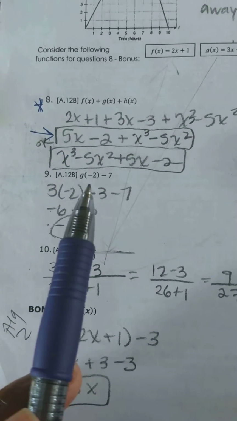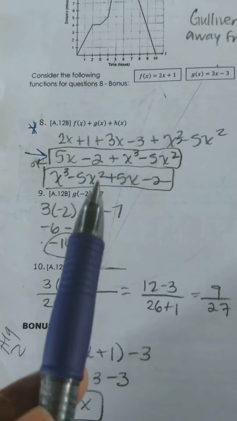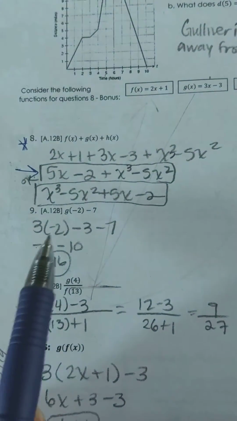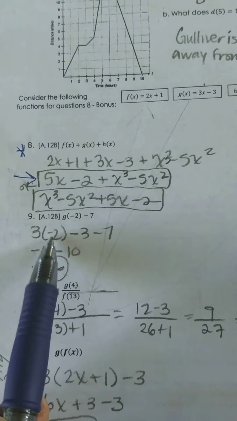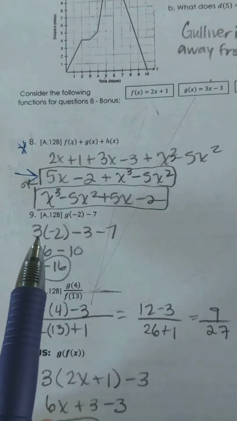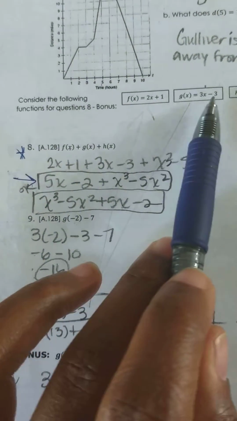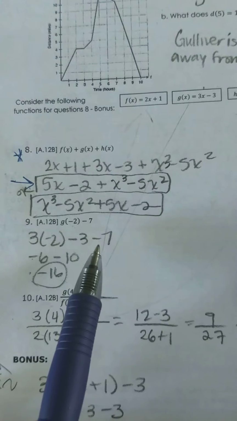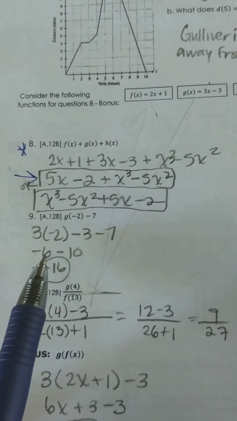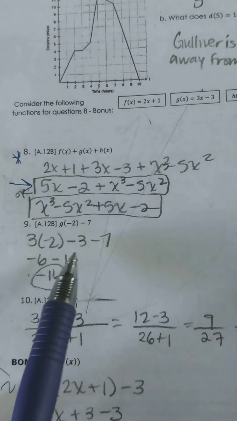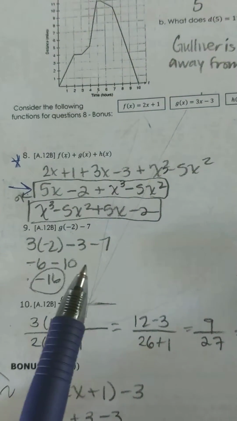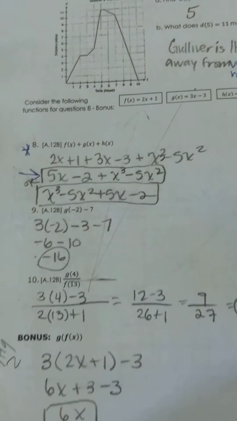Here we had a little bit more success. It said g of -2 minus 7. So you went to g of x, 3x minus 3. But it gave you a number for x, so you're going to substitute that number for x where the x is. Here we have 3 times -2 minus 3, which is the function. Then we bring down the minus 7. Order of operations says multiply the parentheses. -6 minus 3 minus 7 is -6 minus 10, which is -16.